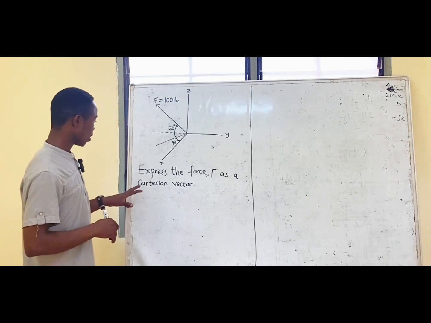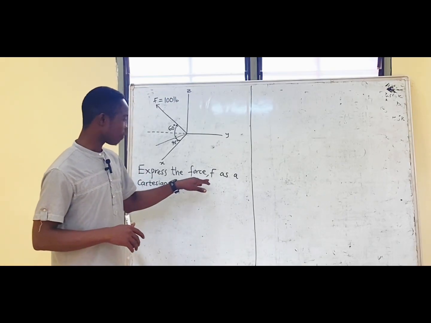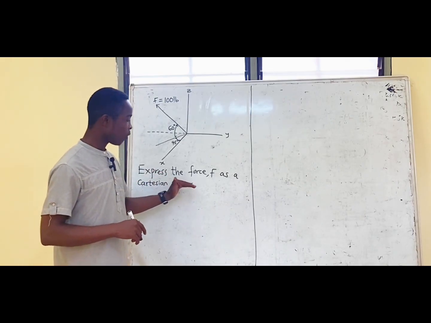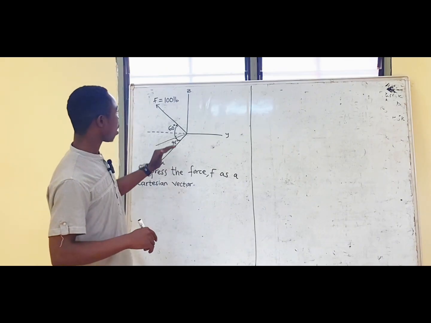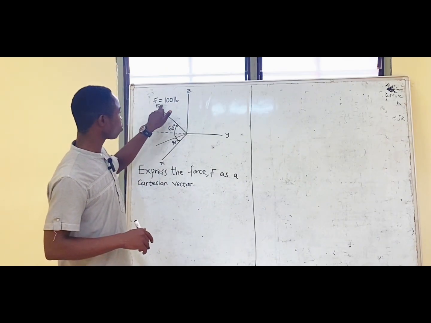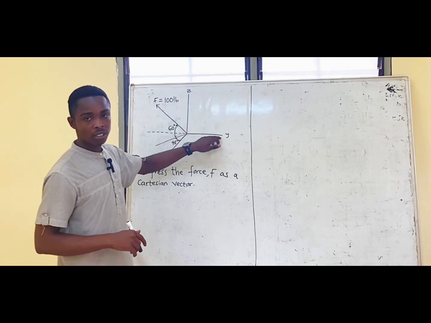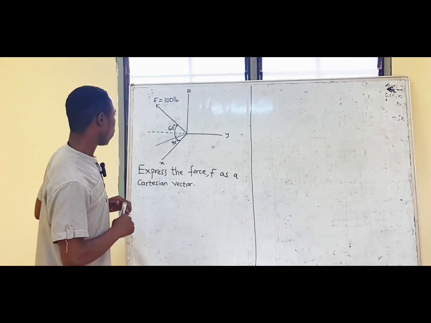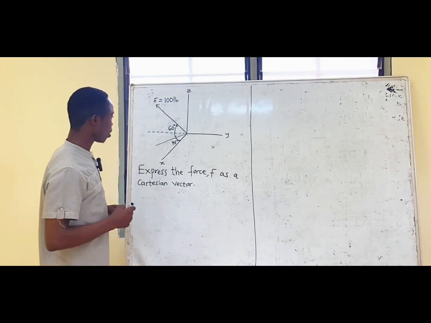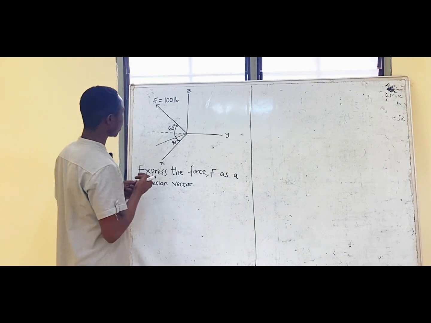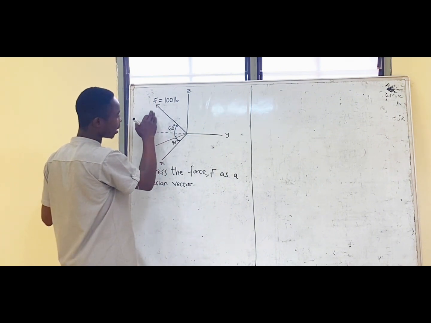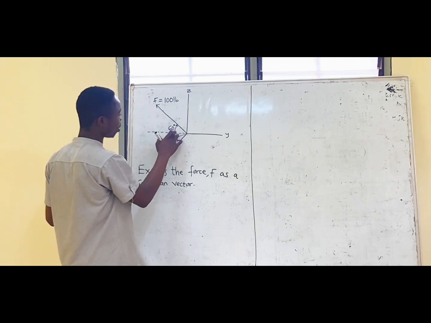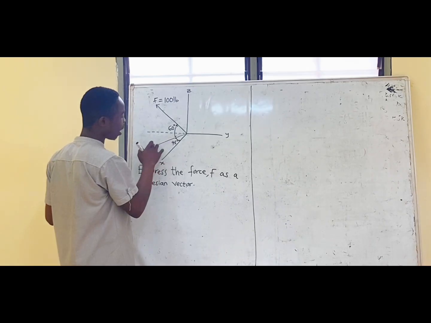Now the question says, we should express the force F as a Cartesian vector. In order for us to express this force as a Cartesian vector, we will have to find the X component of the force, the Y component of the force, and the Z component of the 100-pound force. So let's go into the question and analyze it. Over here, we have a force that is being placed at the side of the Cartesian plane, and this force makes an angle of 60 with this particular axis.